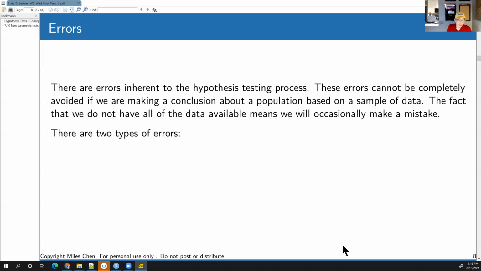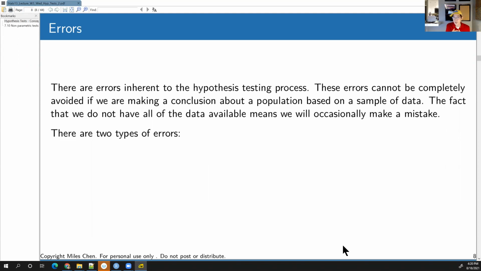We are looking at a sample of data. Based on what we see in our sample of data, we're making conclusions about the population, even though we didn't observe the population directly. And so there are inherent mistakes that we cannot avoid, right? We want to avoid these, but we cannot, because anytime we make conclusions based on just a sample, we can make a mistake, right? And so there are two types of errors.